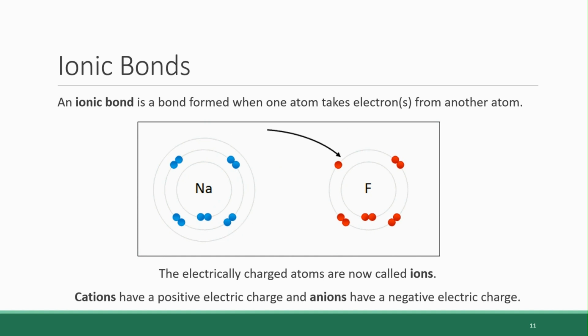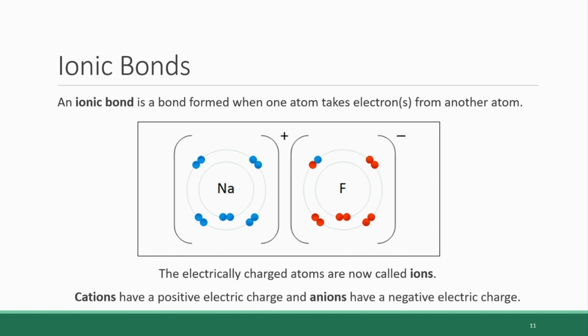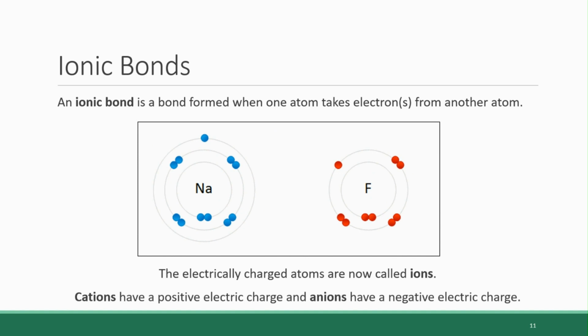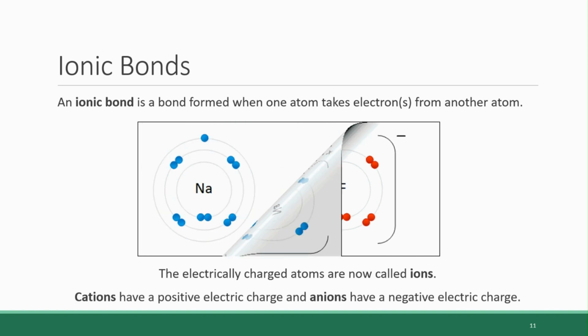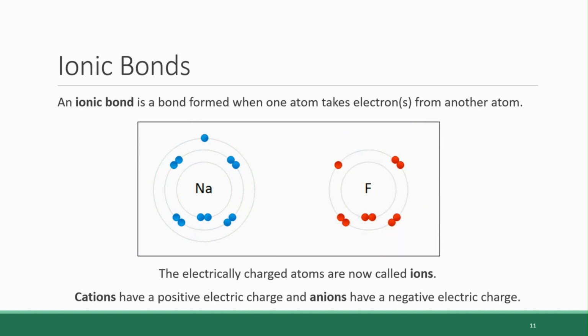This is a little backwards from what you might expect. Gaining an electron makes an ion more negative, but that's because the electrons have a negative charge. So in this case, sodium loses an electron and becomes a positive cation, and fluorine gains that electron and becomes the negative anion.